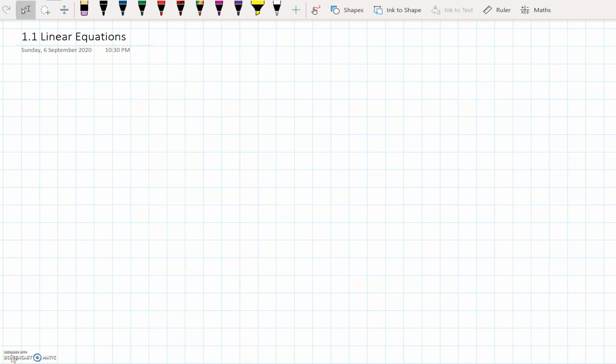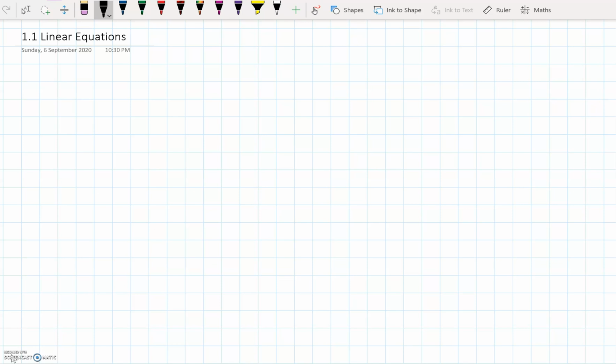Okay guys, we're starting with chapter 1, and the first thing in chapter 1 is linear equations, and we're going to start by just solving them. Okay, so I'm going to start with just a normal, everyday, very easy linear equation just to get warmed up before we go into some of the slightly harder ones.